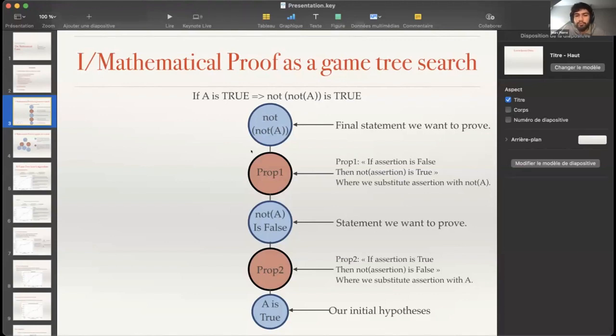So it remains to prove the initial hypothesis of proposition one, which is if not A is false. And as before, we use another proposition, another substitution of variable, and it remains to prove if A is true, but A is true is the initial hypothesis of our statement. So now we have seen how we build a mathematical proof.